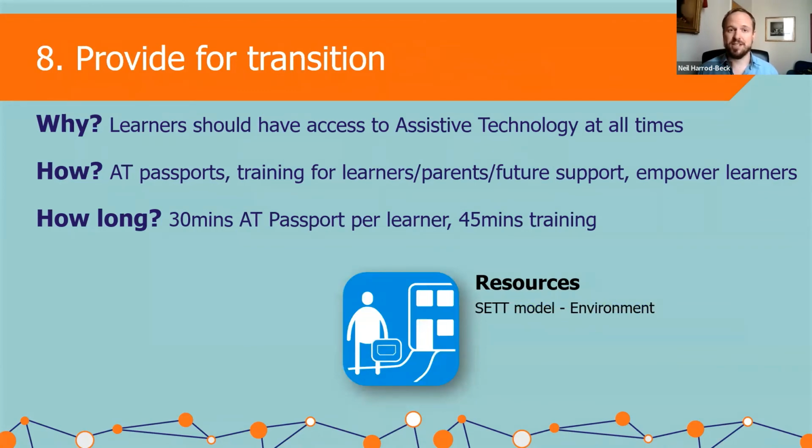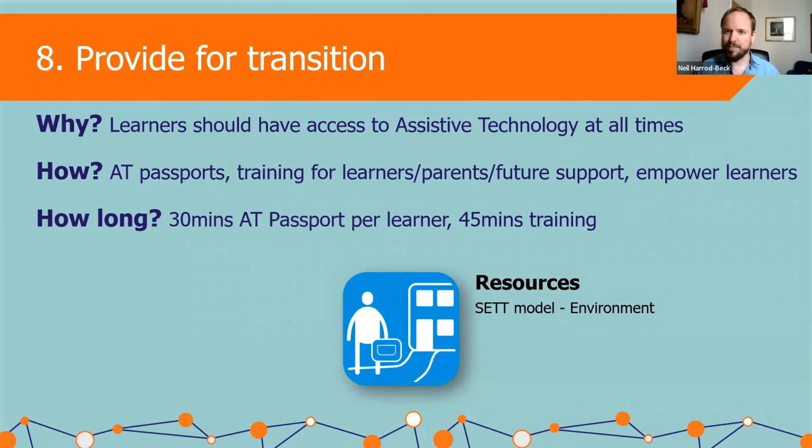It's important to provide transition. So everything we've spoken about, we need to follow them on into future college, into workplaces, back into their home environment. So AT passports are really powerful for that. Can just be a few photos of what they're using, how to set it up, and what they do it with. Looking for trainers for learners, parents, any future support.